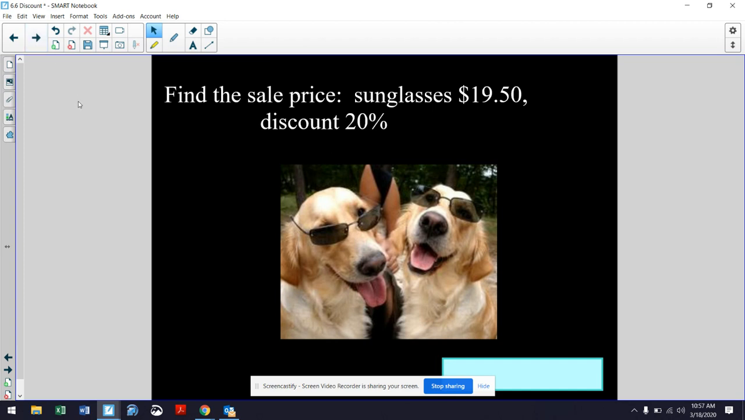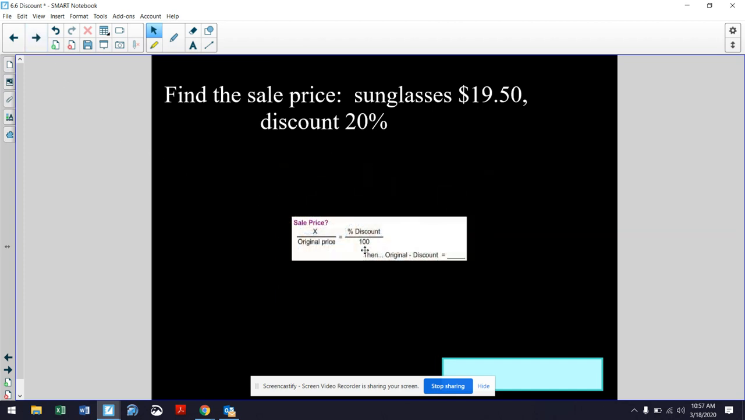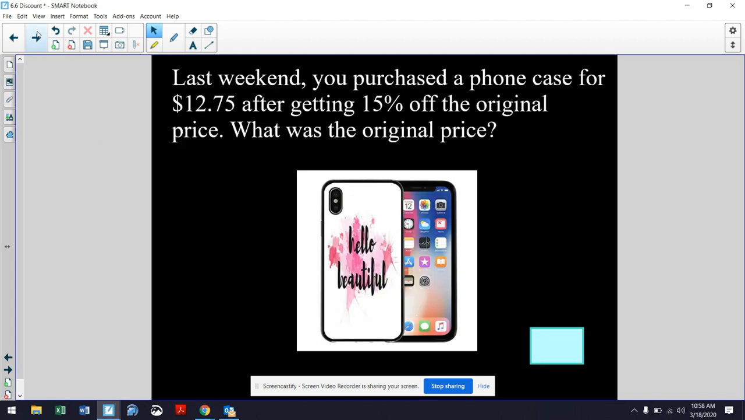Okay, so you should have done the problem on your own, so check your work. This is the equation that we should be setting up. Plugging in what you know, you should have gotten that you were not going to be paying $3.90, so we subtract that from our original price. So our sale price will be $15.60. All right, let's try another one.